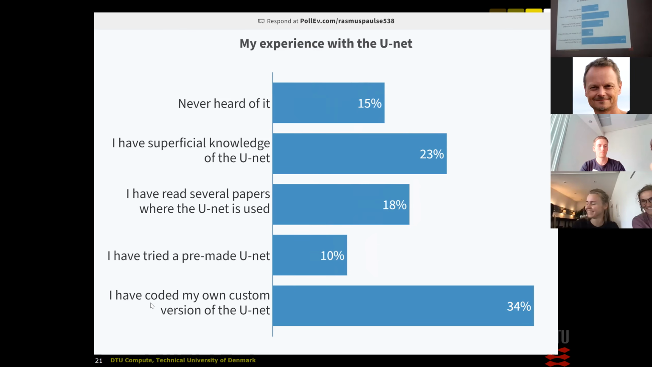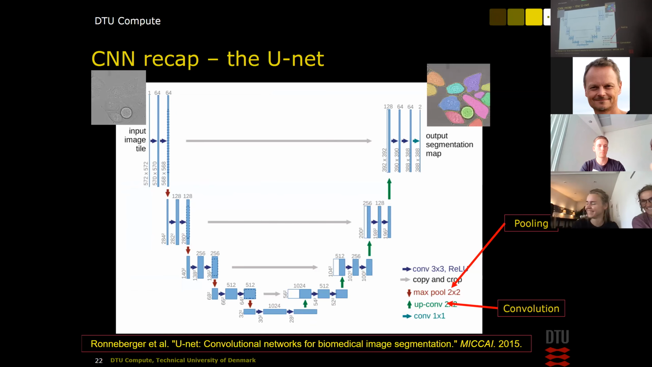Okay, it seems that at least the majority have a conceptual understanding of the UNet. So I'll start from there. So the UNet, this from the article here, is a classical segmentation network. You have an input image and the result is an output image where you have a pixel-wise labeling of your input data. And it's constructed in this U shape.